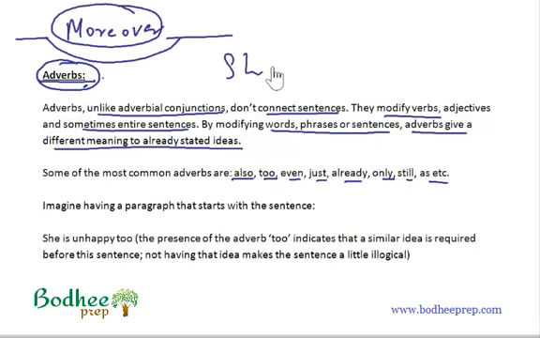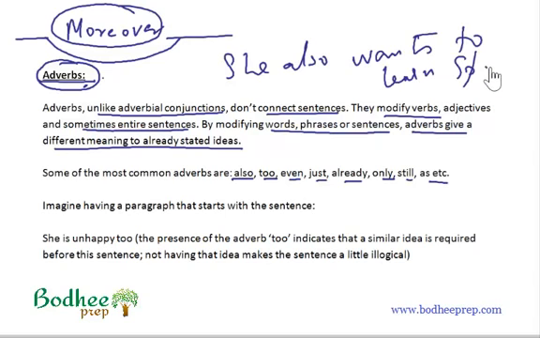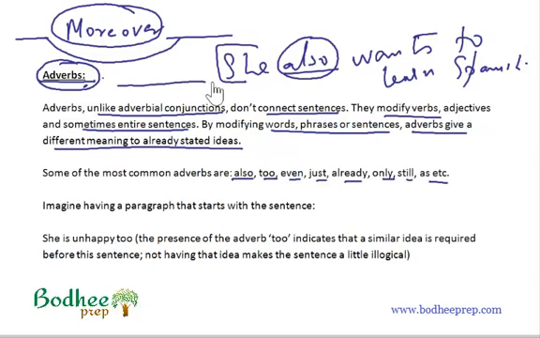Imagine, she also wants to learn Spanish. Suppose I have a simple sentence like this, you would wonder what is the role or the function of the adverb also. She also wants to learn Spanish. That means there is someone else who wants to learn Spanish, and that is why I have further added by saying that she also wants to learn Spanish.